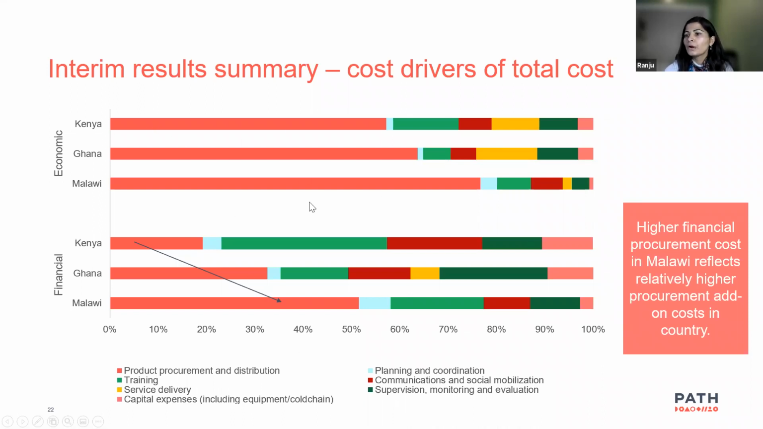And if you look into the economic cost, the service delivery constitutes a reasonable amount of the total cost share. And if you recall, the economic cost of service delivery primarily included the opportunity cost of time that the vaccinators used in providing the vaccine. What is driving this higher cost share is the higher wage and higher time required for vaccination, as reported by the vaccinators in case of Kenya compared to that in Malawi.